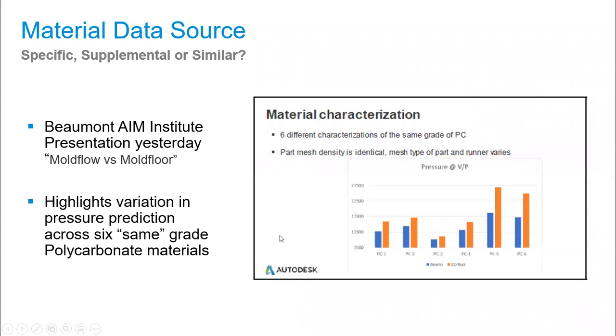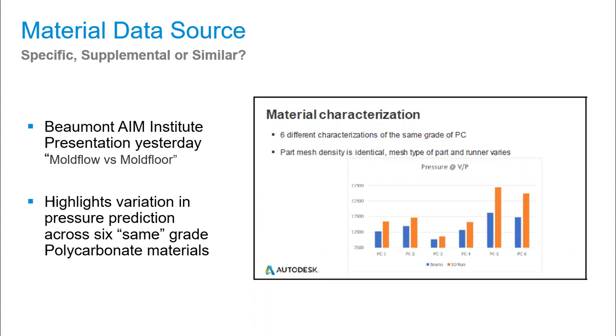And then just one quick other thing, I grabbed a screenshot from yesterday's presentation on Moldflow versus the molding floor, because I found this interesting. Jen and Jason had looked at six different material characterizations for the same grade of polycarbonate. There happened to be six different versions of the same grade, some from different regions and some with different fillers. They had some different designations, but it was the same grade. Some had heat stabilizers and some other things in it, so obviously that would change some of these properties that we'll be talking about.